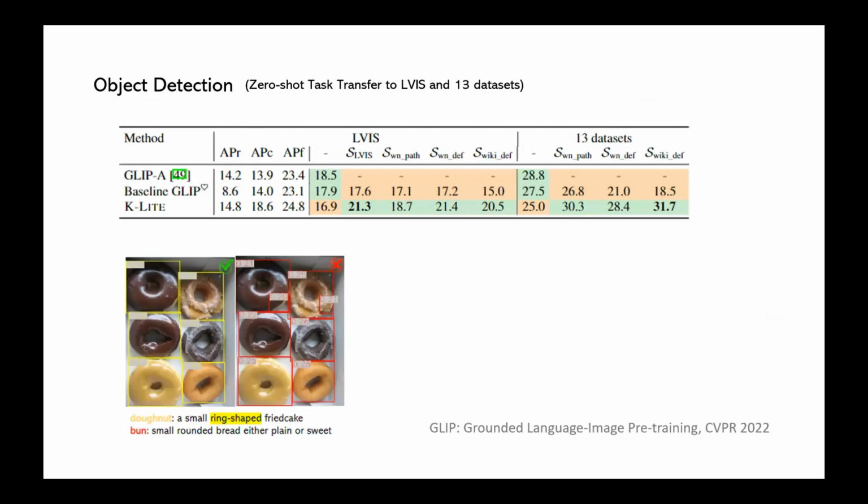We also apply the technique to object detection, and roughly speaking, we see that it improves a simple GLIP model on both the base dataset and 13 downstream object detection datasets in terms of zero-shot task transfer learning performance.